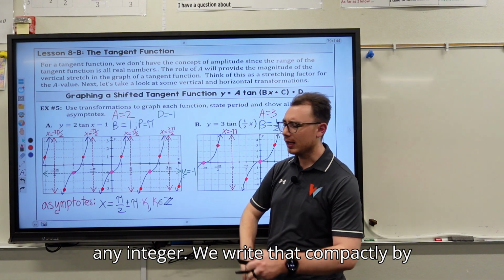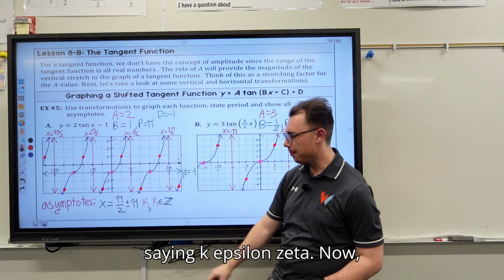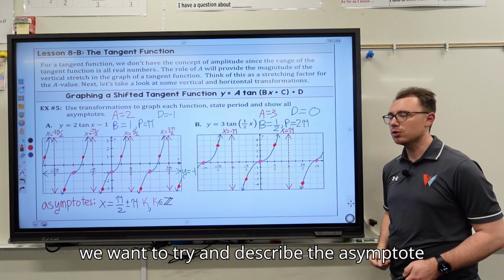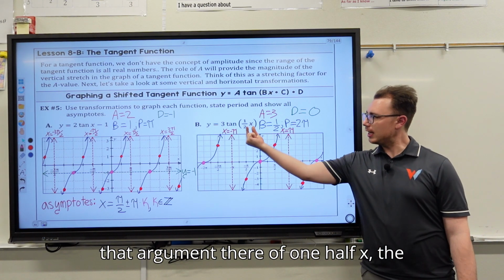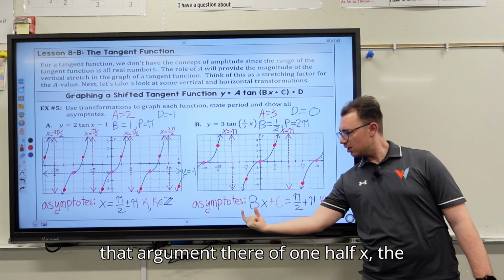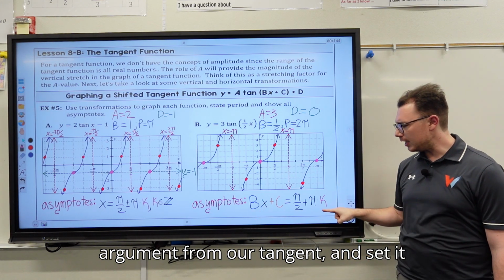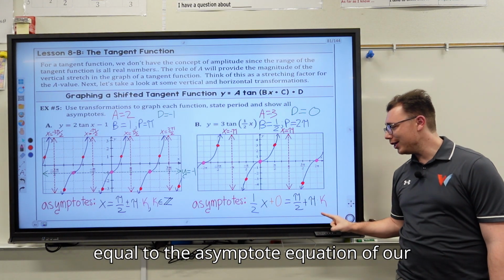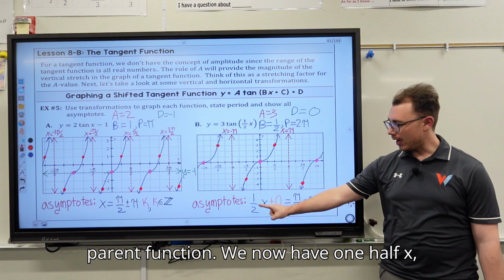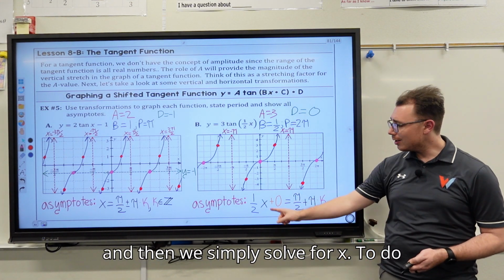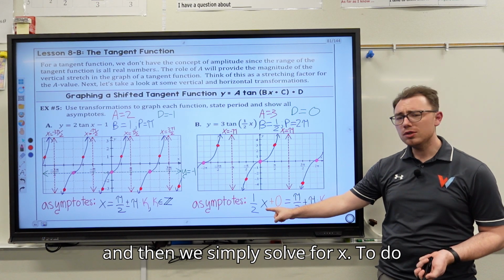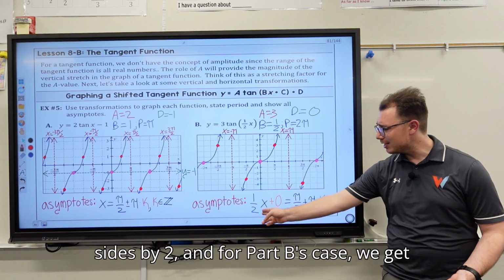We write that compactly by saying k epsilon zeta. Now we want to try and describe the asymptote equation for part B. Same steps. We take that argument there of 1/2 x, the argument from our tangent, and set it equal to the asymptote equation of our parent function. We now have 1/2 x plus 0, because there's no phase shift, and then we simply solve for x. To do that, we're really just multiplying both sides by 2.